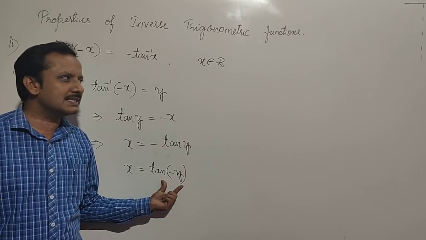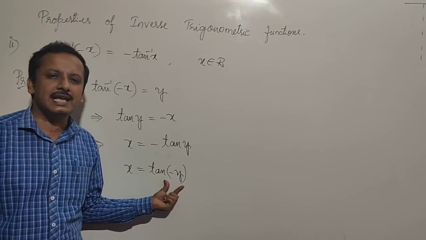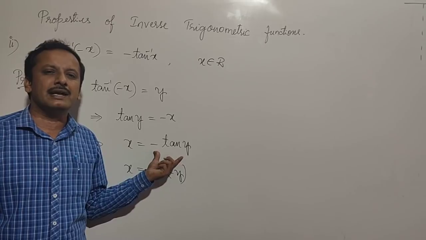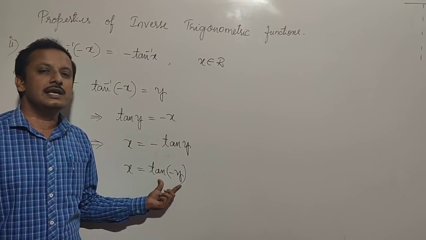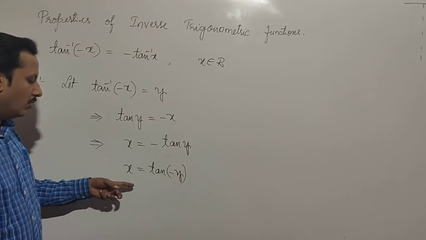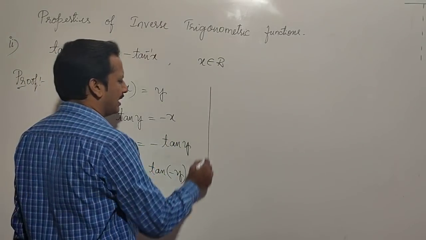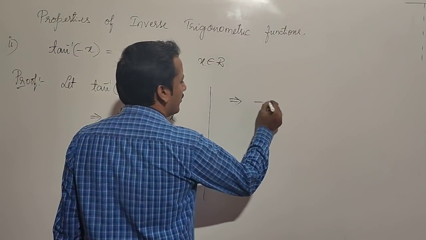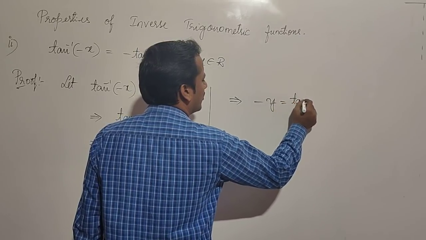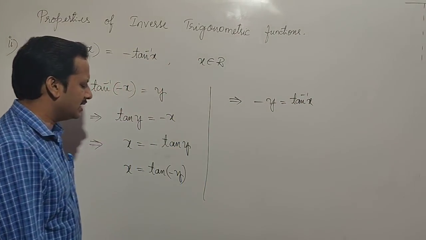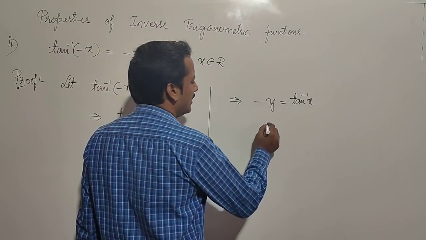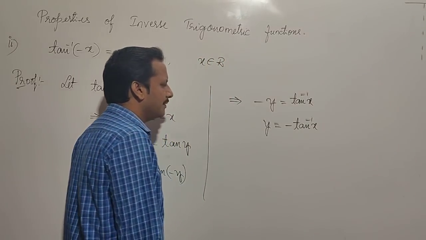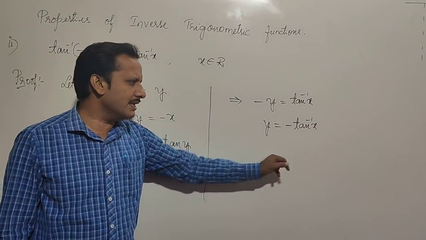Because tan of minus theta is equal to minus tan theta, which is a well-known formula. By using that formula, I am writing minus tan y is equal to tan of minus y. Okay, x is equal to tan of minus y we have. That will imply from this we can write minus y is equal to tan inverse x. Therefore, y is equal to minus tan inverse x.